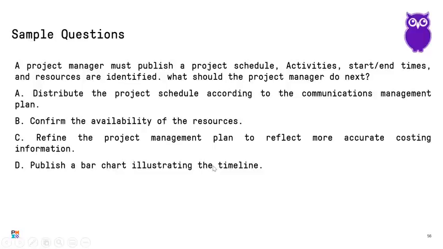Okay, that's the last question, and we'll open the room for the Q&A. A project manager must publish a project schedule. Activities, start date, time, and resources are identified. So the project manager has to publish the project schedule. He already identified the resources that he needs. What should the project manager do next? Distribute the project schedule according to communication management plan, confirm availability of resources, refine the project management plan to reflect more accurate costing information, or publish a bar chart illustrating the timeline.